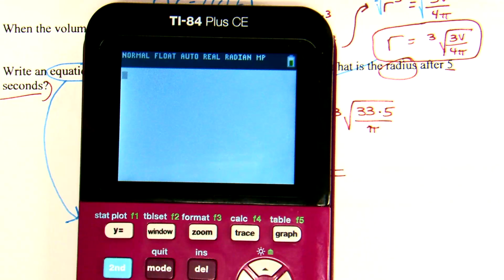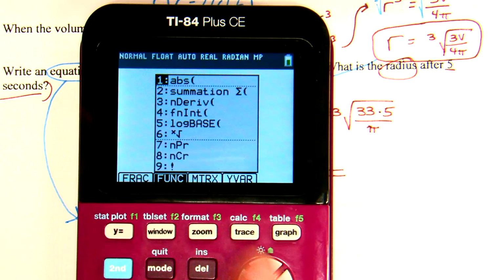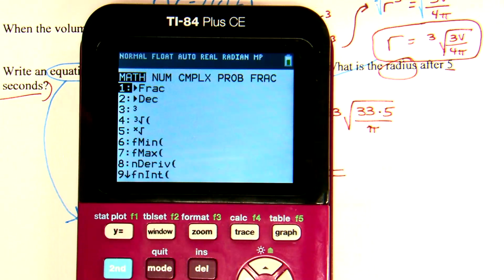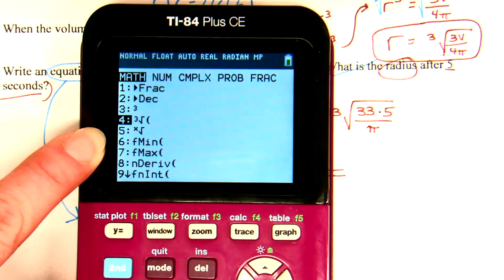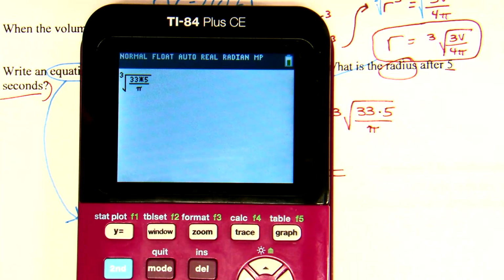Cube roots, I believe the best, unless are they up here? Okay, there is a spot there. So cube roots, the best place to find them is the math menu. Number 4 is a cube root. Number 5, what's that mean? I can make any roots I want. 4th root, 5th root, 6th root. So number 4 is my cube root. You can do a fraction under your cube root. 33 times 5. And I'm going to be precise and use my pi symbol. And so I've got it plugged in exactly. I don't have to do any work past that.